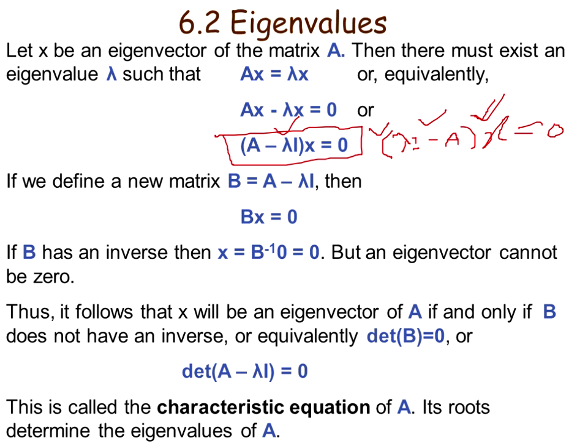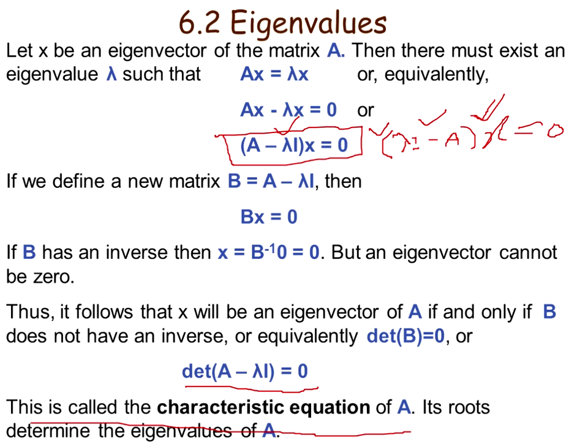Thus, it follows that x will be an eigenvector of A if and only if B does not have an inverse, or equivalently the determinant of B is equal to 0. So the determinant of A minus lambda I is equal to 0. It is called the characteristic equation. I is the identity matrix. Its roots determine the eigenvalues.